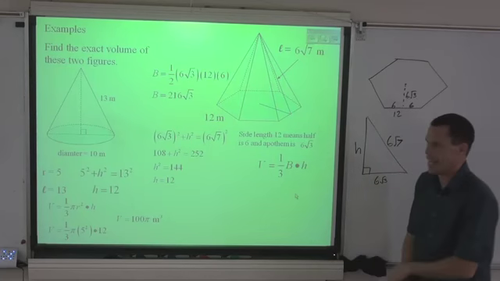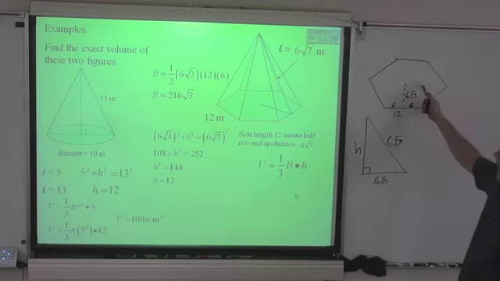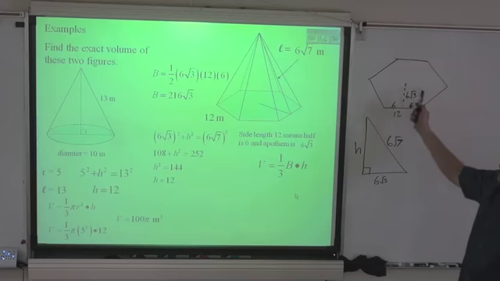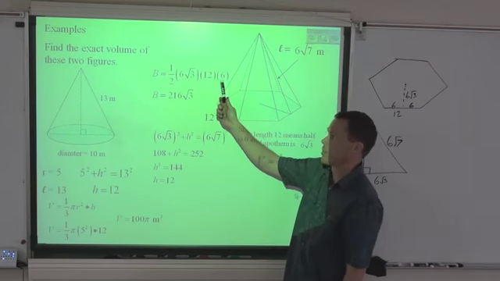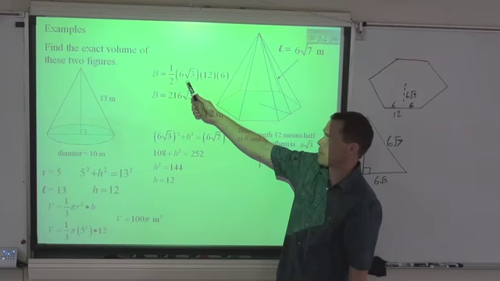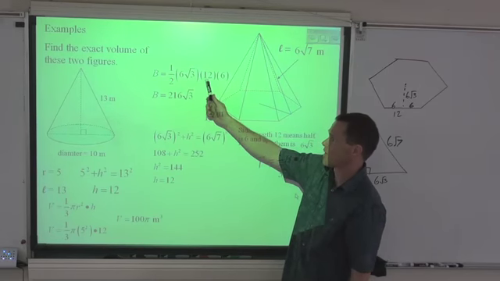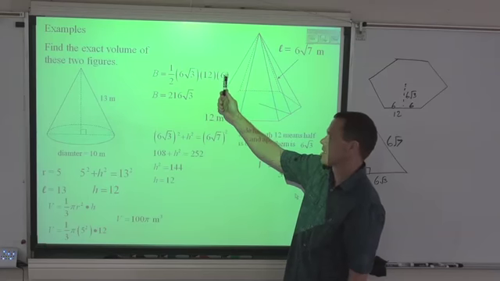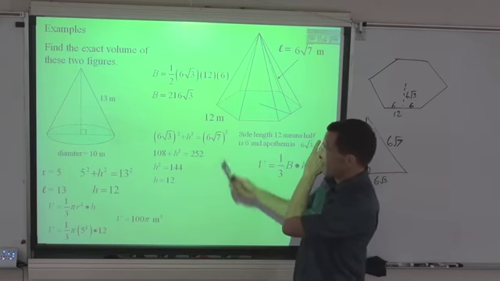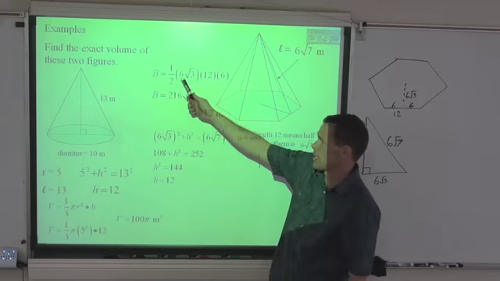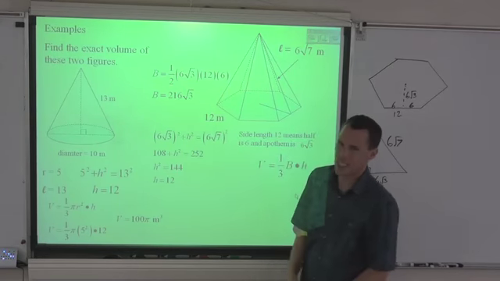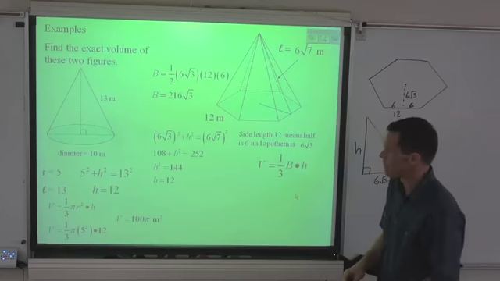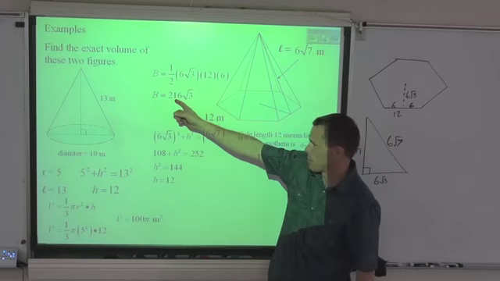I need to find the area of this hexagon. But I know that formula. 1/2 apothem times side times number of sides. Apothem is 6 radical 3, the side length is 12, and there are 6 sides. So that becomes 6 times 12 times 6 divided by 2, which is 216 radical 3. There's your capital B.